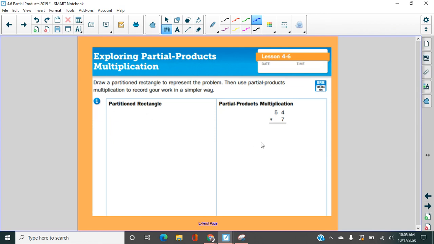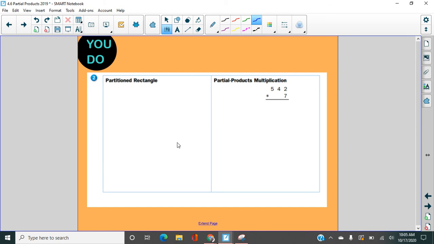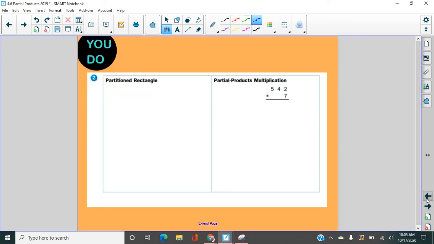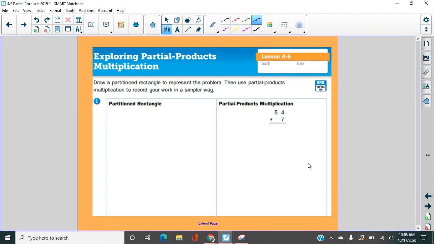So you have, here's number one. You're going to do it as a partitioned rectangle and as partial products. And then number two, partitioned rectangle and partial products. Now we're going to save this next page for another day. So you're just working on problems one and two on this first page from lesson 4.6. All right, so our goal here today, we're looking at partial products multiplication and comparing that to the partitioned rectangle to meet that goal today. If you have any questions, be sure to let me know, and good luck.